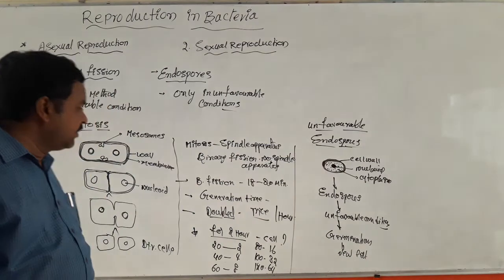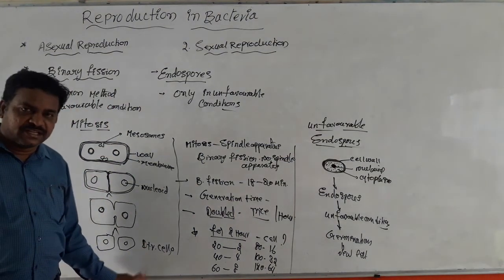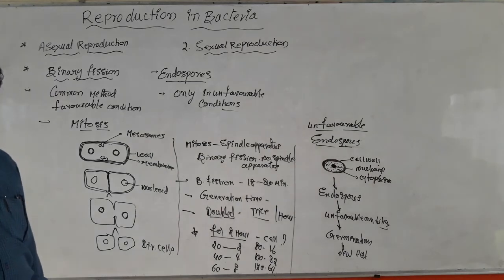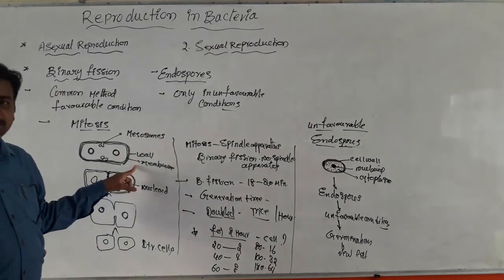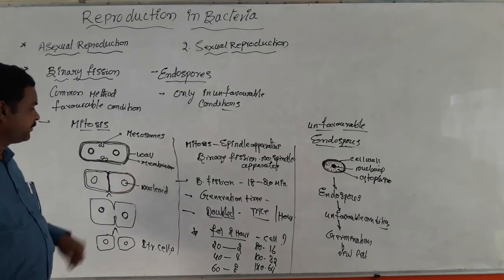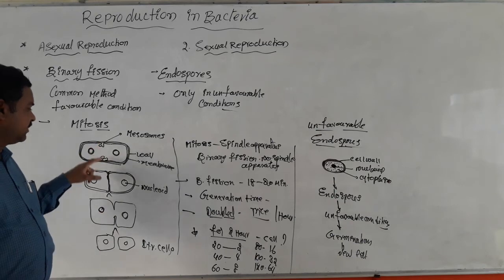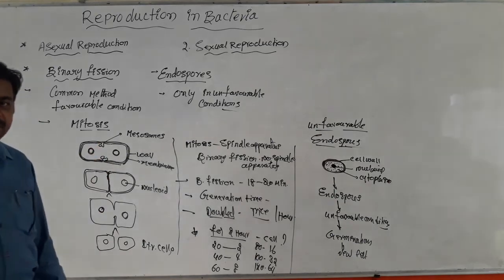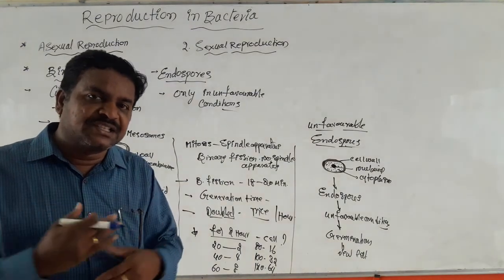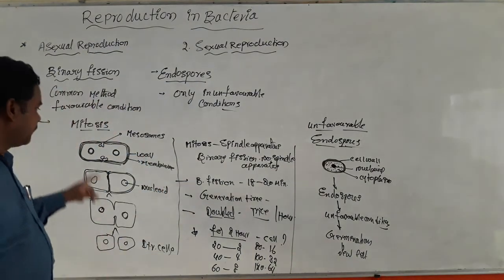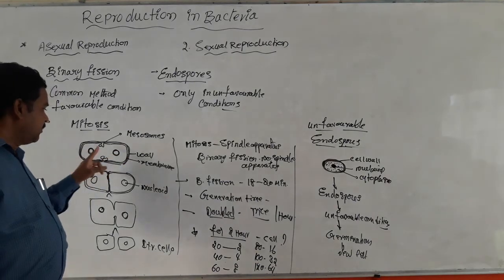At the same time, students, very important: arrange the following events in binary fission in correct sequence. 1. Cell elongates in suitable medium. 2. Appearance of a small constriction in the plasma membrane. 3. Centripetal growth of this constriction.